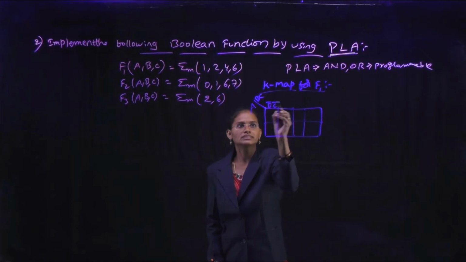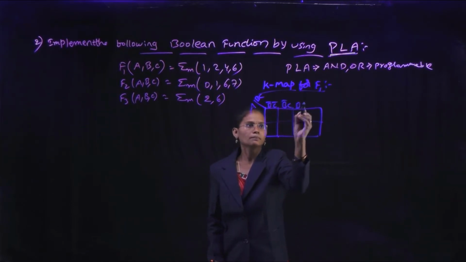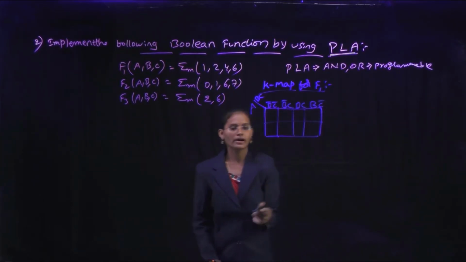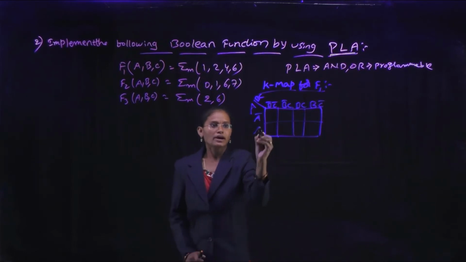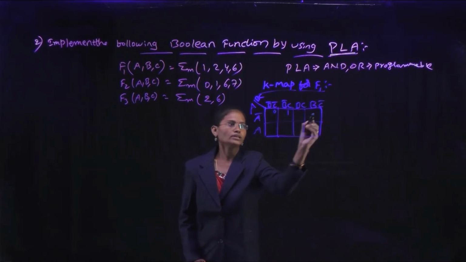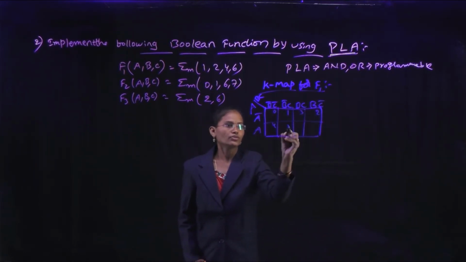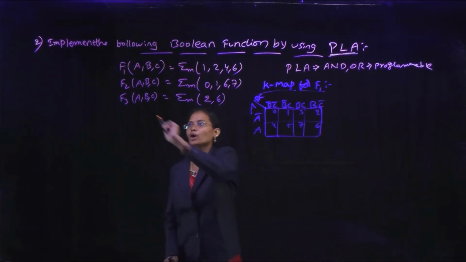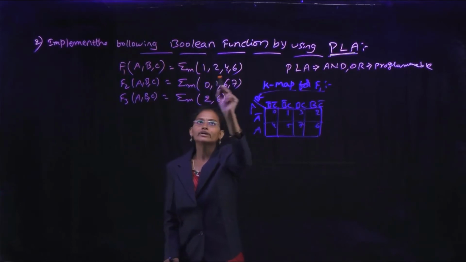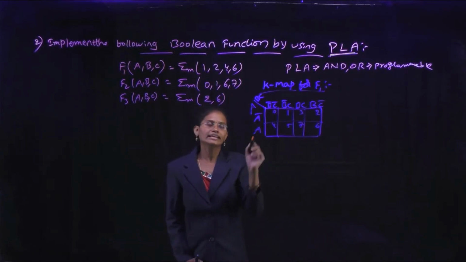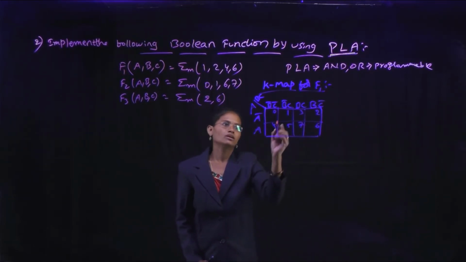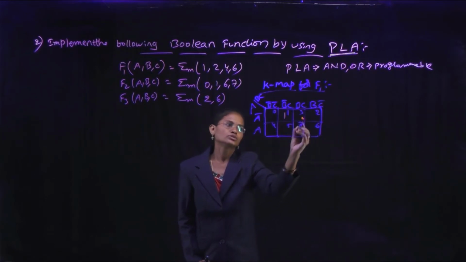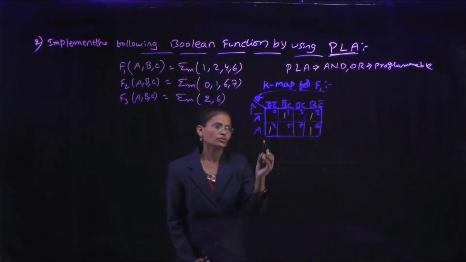This is B bar C bar, B bar C, B C, B C bar, and this is A bar, A. Min terms are 0, 1, 2, 3, 4, 5, 6, 7. In the given problem, F1 min terms are 1, 2, 4, 6. So 1 indicates those min terms only: 1, 2, 4, 6. Okay, here we are grouping.